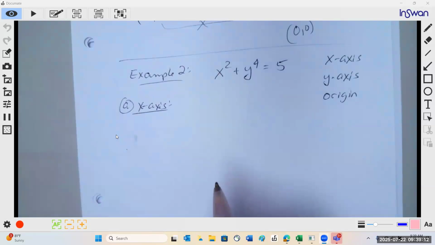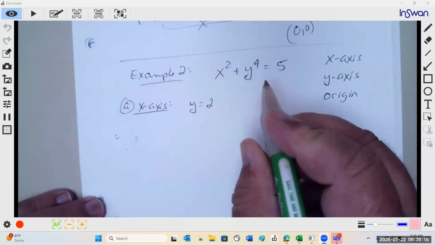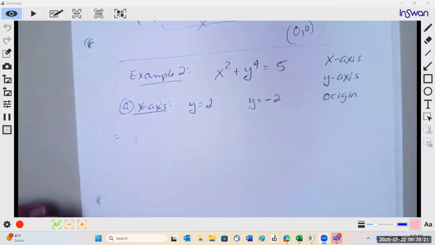Remember, the x-axis is vertical, so I plug in a value for y, let's say 2, and I plug in a value for negative y, the same number but with a negative sign. I should come up with the same x values.